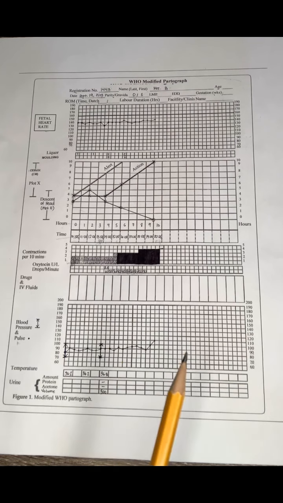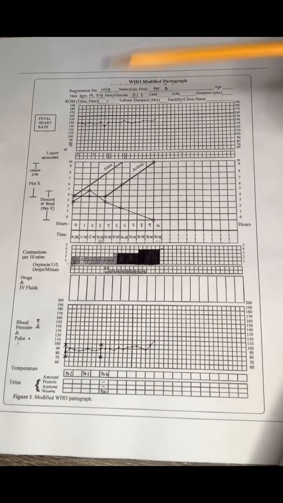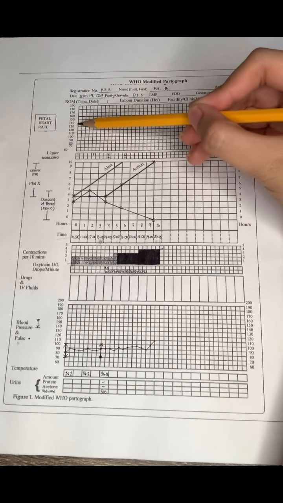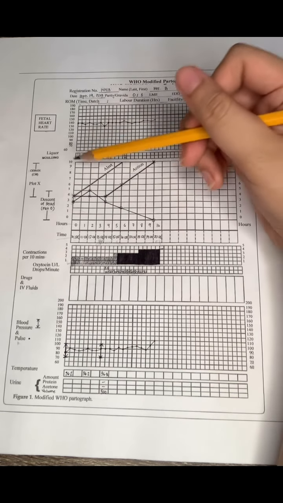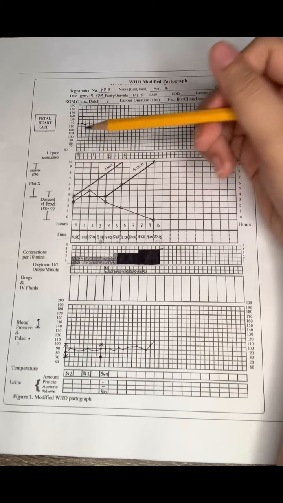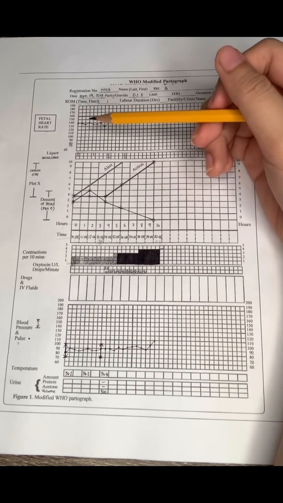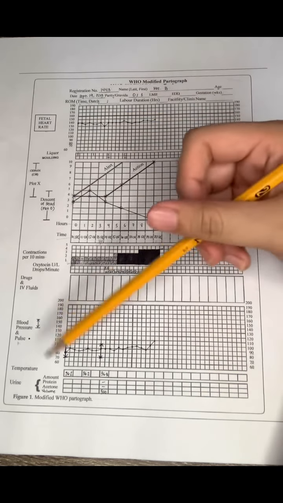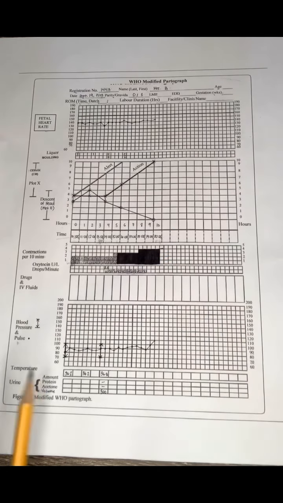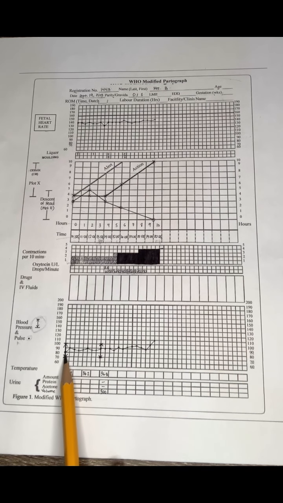Then the FHR is 140. Then the membranes are intact, so I put I as an indication that the membranes are intact. Then blood pressure 100/70. I use this as an indication for blood pressure. Then pulse dot. The pulse is 80 per minute.